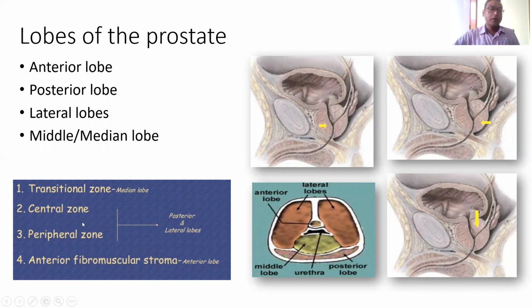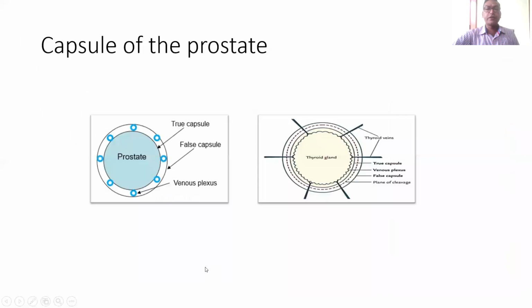According to McNeal's zonal anatomy, the transitional zone will give rise to the median lobe. The central zone and the peripheral zone will give rise to the posterior and the lateral lobes. The anterior fibromuscular stroma will give rise to the anterior lobe.